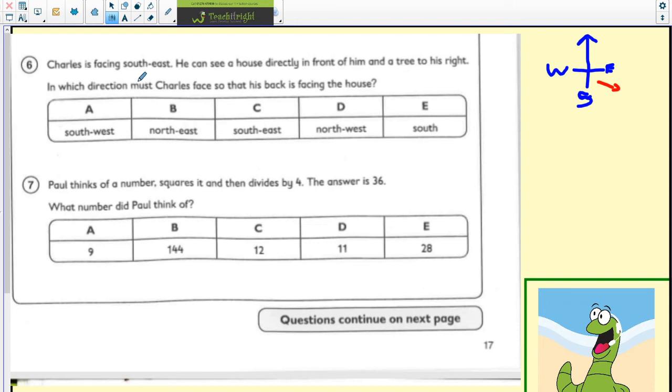So his back is facing the house. Well, if there's a house directly in front of him, and I want to look in the opposite direction, that's going to be northwest. Much easier, I think, with a picture. Just add a little roof on. So he's currently facing this direction. He wants to face that direction.